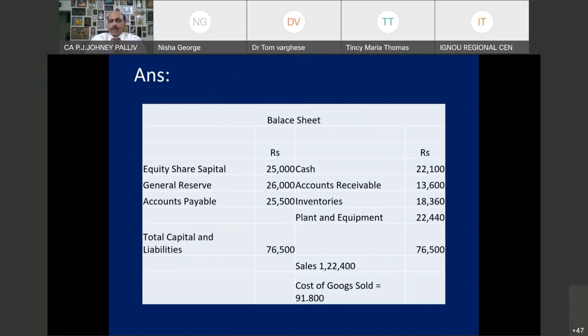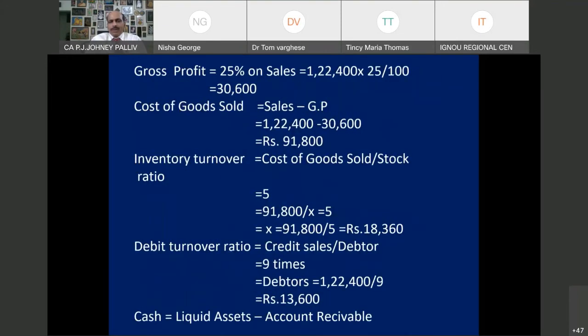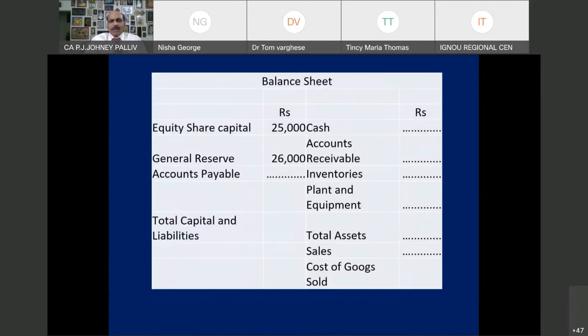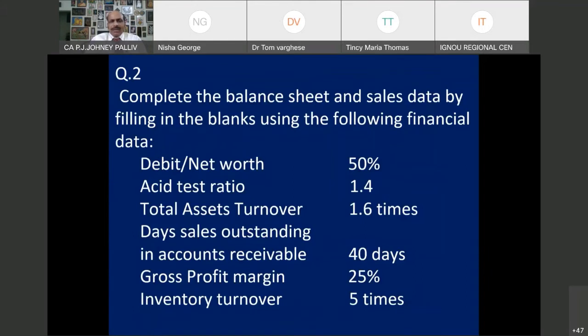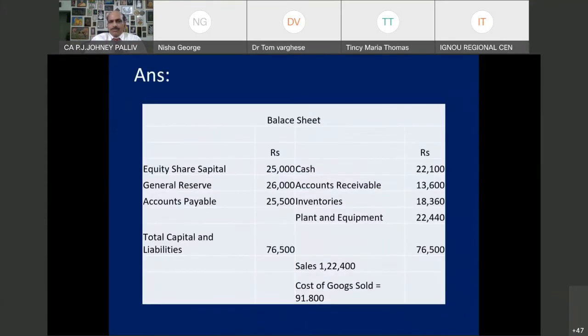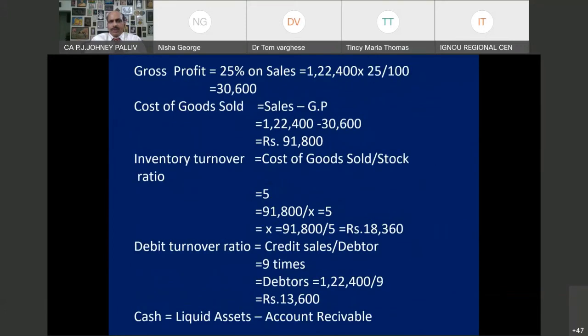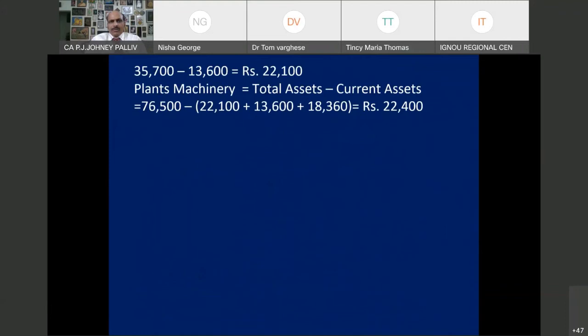Now what is plant and machinery? Friends, if the total asset is 76,500 and the cash is given, account receivable is given, inventory is given, therefore the plant and machinery is the balancing figure. Plant and machinery is nothing but the balancing figure. So the debtors turnover ratio of 9 times is obtained by making use of the information that day sales outstanding in account receivable is 40 days. That is how we are arriving at 9 times. Now we are getting the results of all the figures in this question. Plant and machinery value is total assets minus current assets, 76,500 minus all current assets, 22,400.